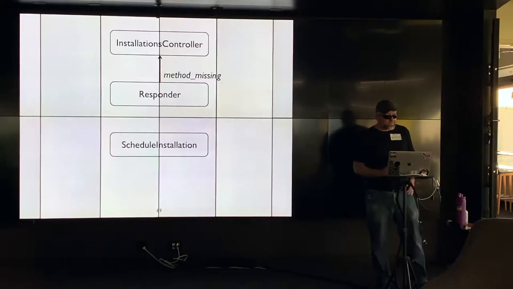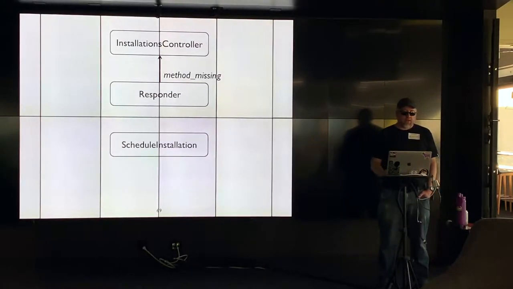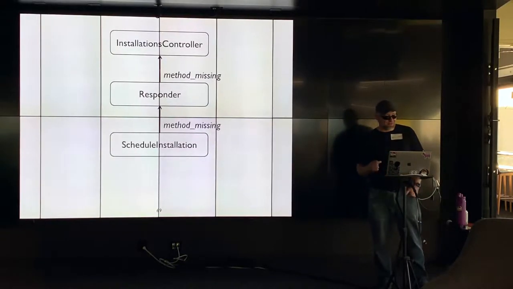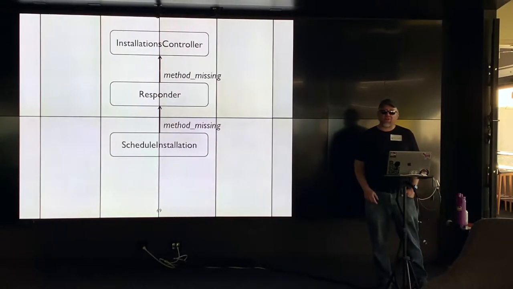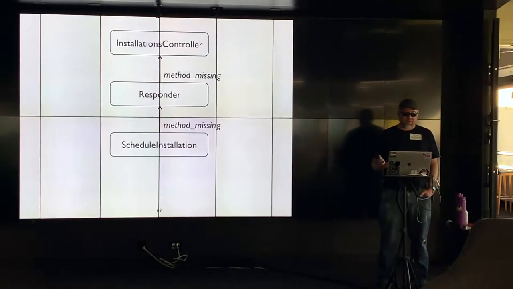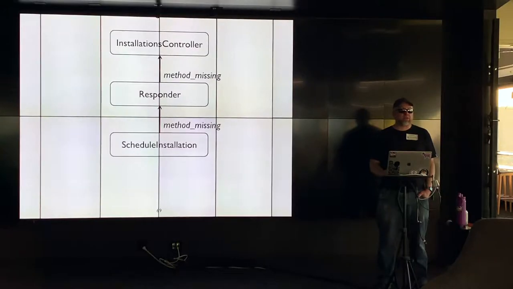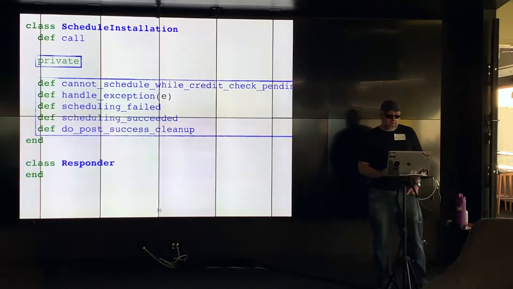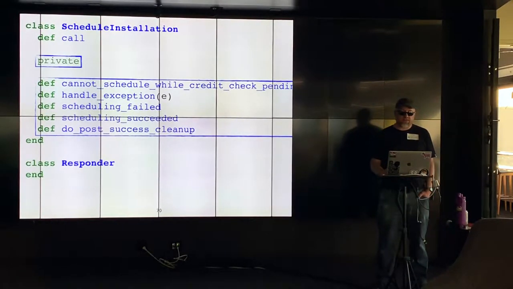So for right now, this responder is going to use the same method missing hack to forward messages back to the controller. We're just going to keep passing that thing along and keep sweeping that under the rug for now. Remember, sometimes when you're refactoring, you have to tolerate some duplication and some ugliness in order to get the code to a better place. So with that forwarding in place, I can take all of those extracted methods that I made private in the schedule installation class, and I can move them all down bodily into public methods on the responder class.